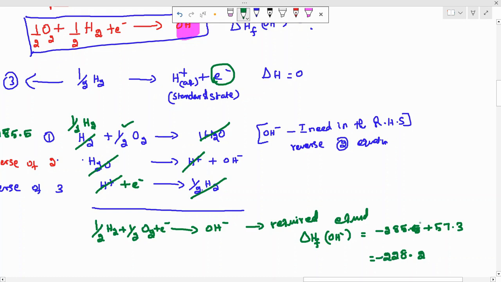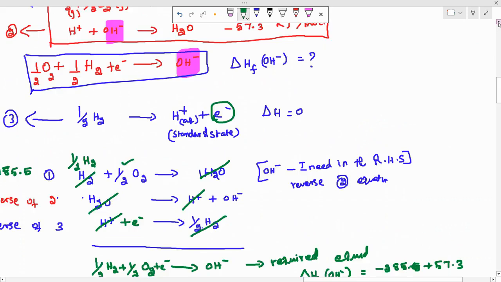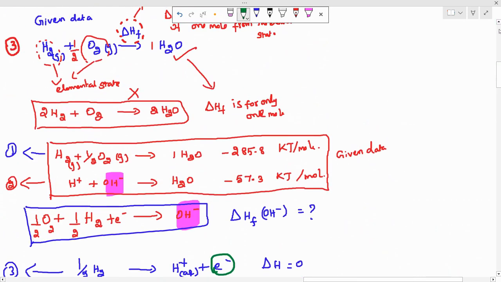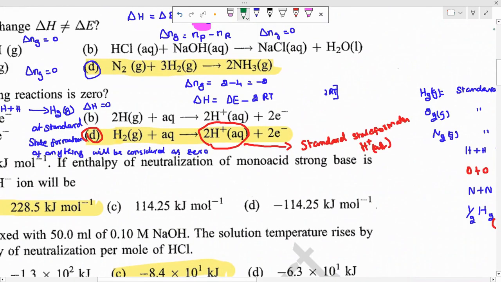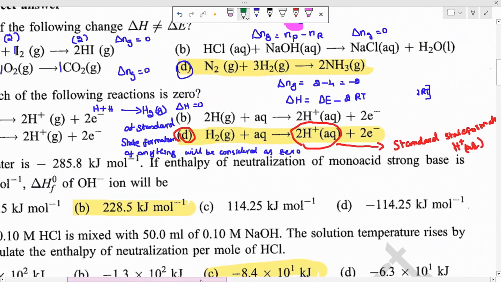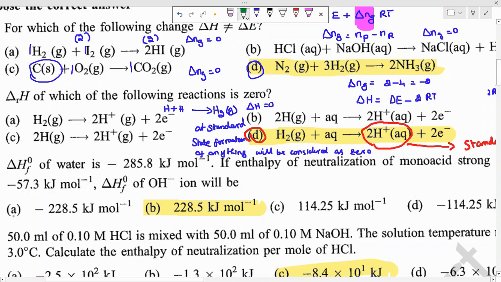Let us check whether we have that in the answer sheet. Let me check that. Yeah, we have that one, right? Minus 228.5 is the right answer. Here I wrote plus 228.5. So you should be very careful with this one. Minus and plus, you should not mix up. Even a simple sign change will give you the wrong answer.